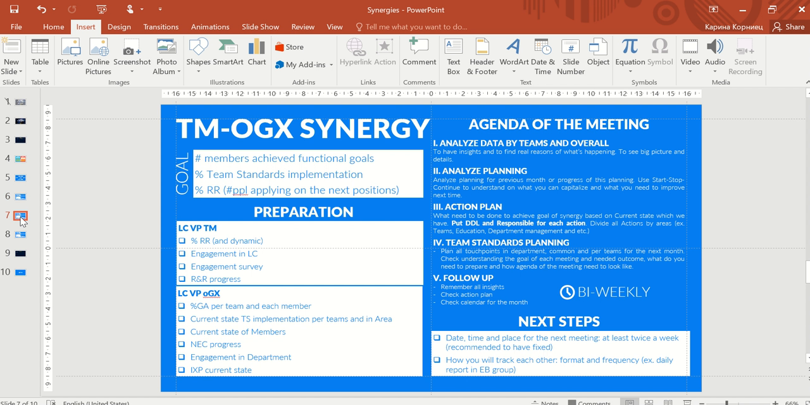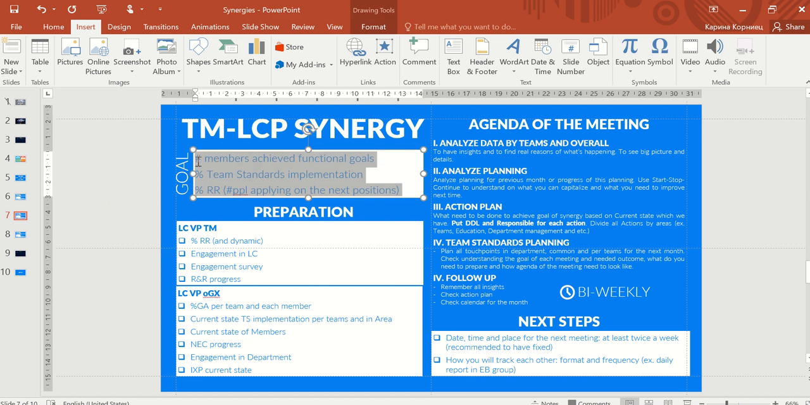Now it's time to think. So the logic is the same. We need to understand the goal, the things which should be prepared, the agenda, and next steps. But with LCP. So what do you think should be the goal of Synergy TM and LCP?